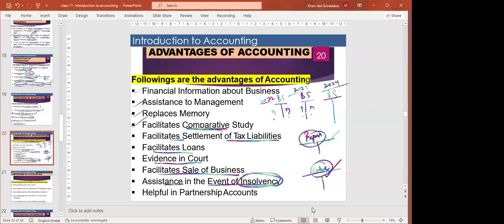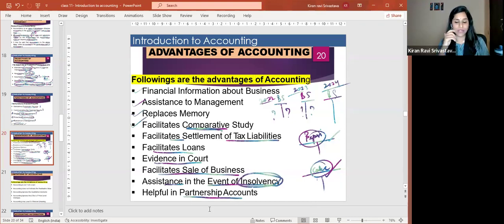And the next is helpful in partnership accounts. Partnership accounts is a very big chapter which you will be learning in standard 12. Sometimes two or more people come together and do a business. In that case, the profits are distributed between all those people equally. Just giving you a very small example, the balance sheet is the record where all the partners get to know how much in assets or liabilities the business is having. So it is helpful in maintaining partnership accounts as well. All the things you are studying here as small points will be chapters in your accounting of how these things are done.